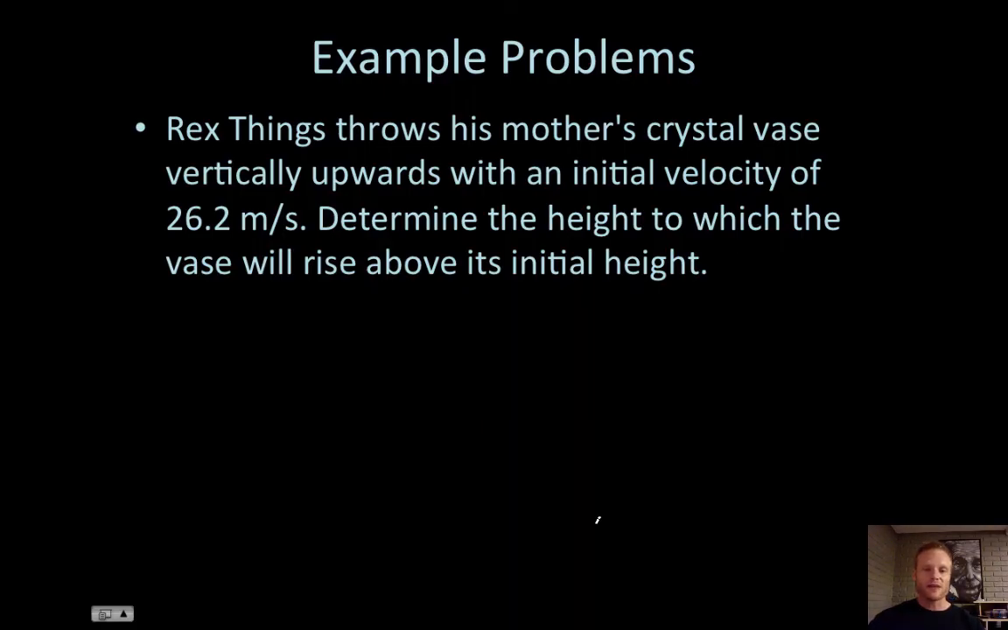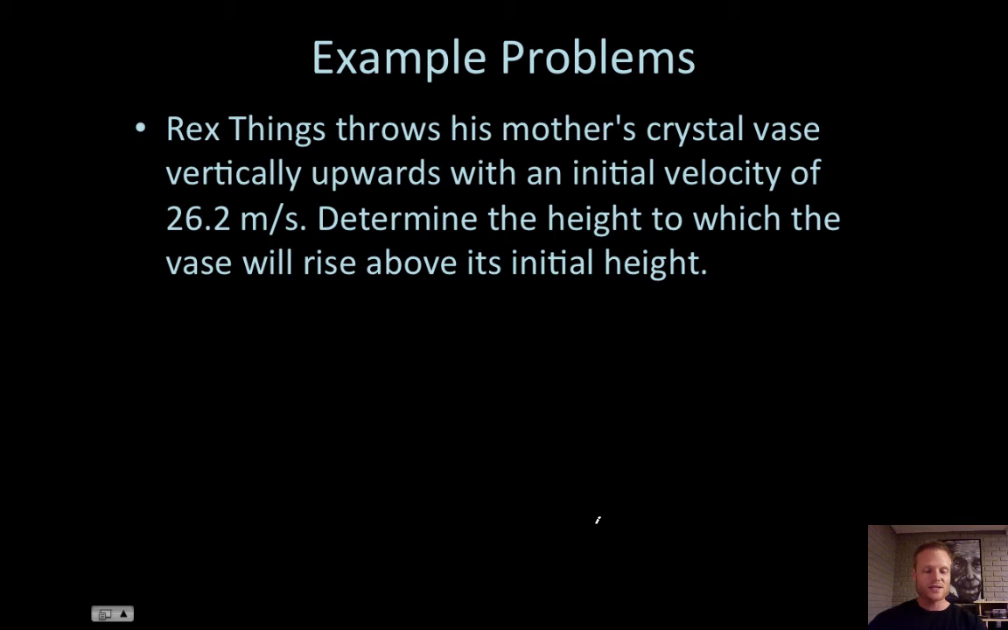Let's do one example problem and then we'll call it a day. Rex throws his mother's crystal vase vertically upward. What a jerk. With an initial velocity of 26.2 meters per second. Determine the height which the vase will rise above its initial height.